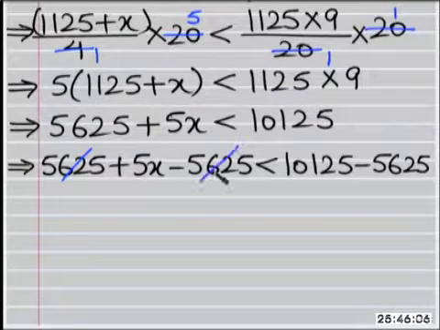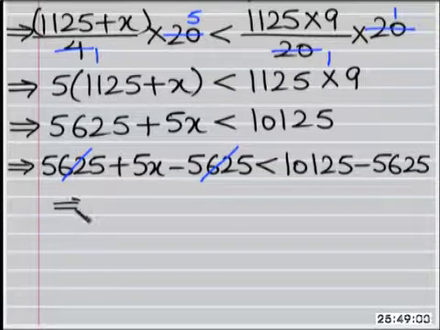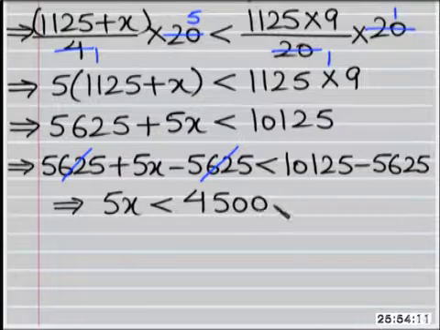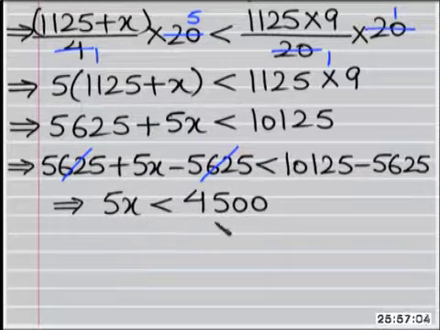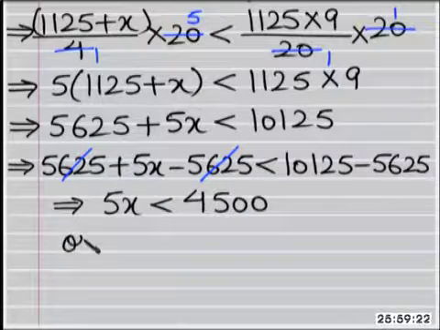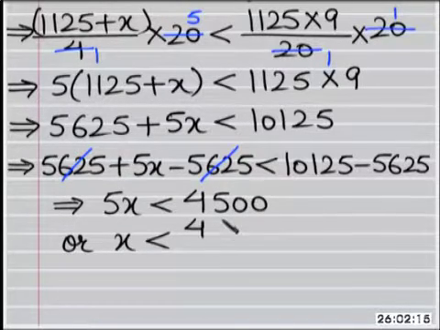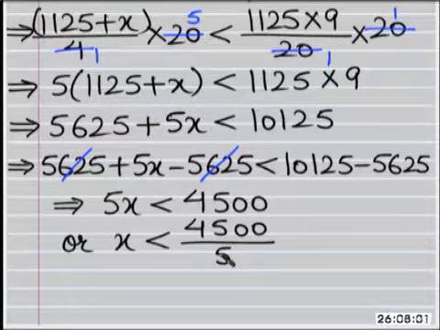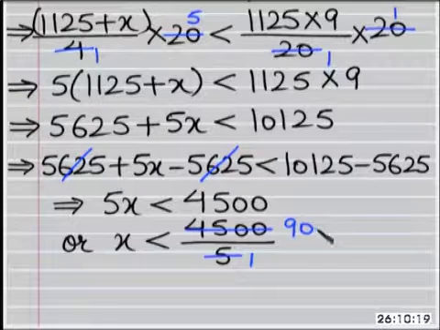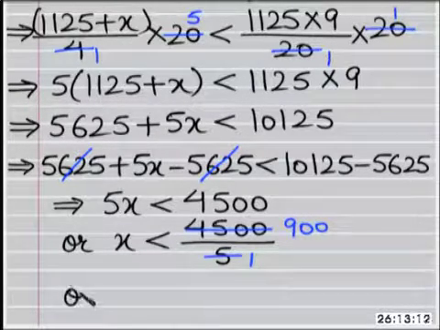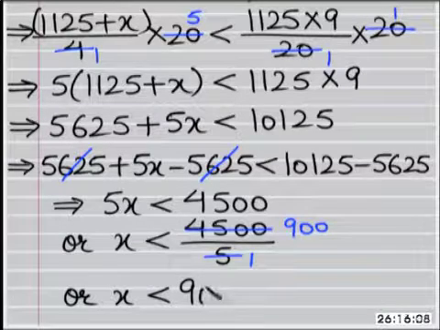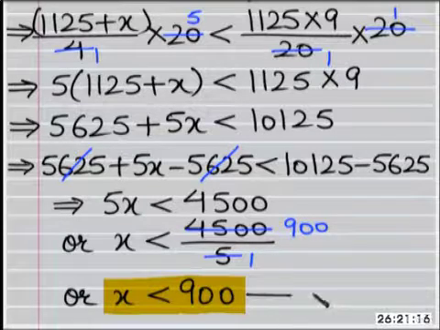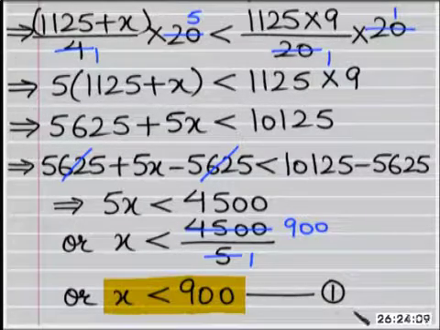On solving it, this implies 5 into x is less than 4,500. Now, dividing both sides by 5, we get x is less than 4,500 divided by 5. On solving it, we get x is less than 900. Let this be equation number 1.